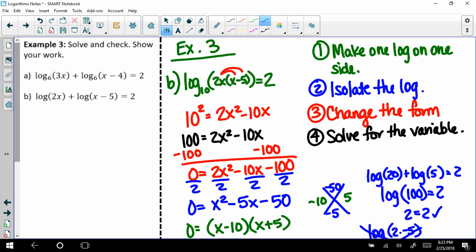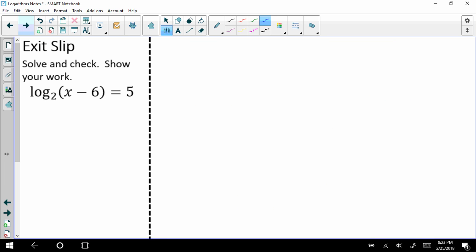Okay, all right, so copy that down on your exit slip in the left-hand column. That's the equation I want you to solve and check and then show your work. So go ahead and pause it, and then when you're done and ready to check to see if you're doing it correctly, go ahead and unpause.